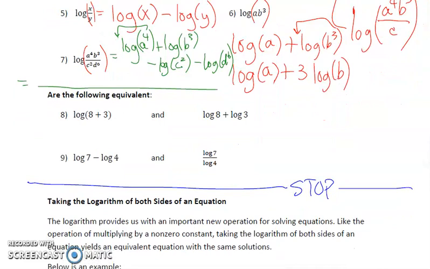And then they're asking here for you to decide if these expressions are equivalent. And probably the best way to do that would be to simply, if you're not sure, just put them in the calculator, see if you get the same answers. Going back to problem 7, hopefully your final answer is 4 log of A plus 3 log of B minus 2 log of C minus 6 log of D. And again, this is where we'll stop.